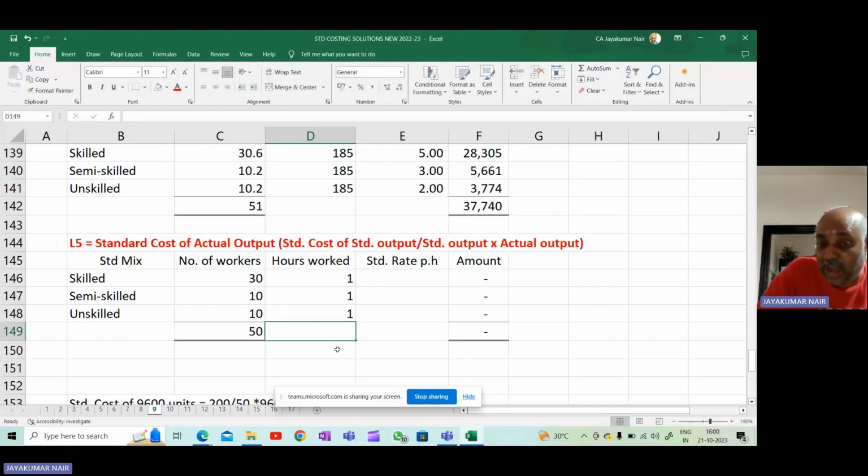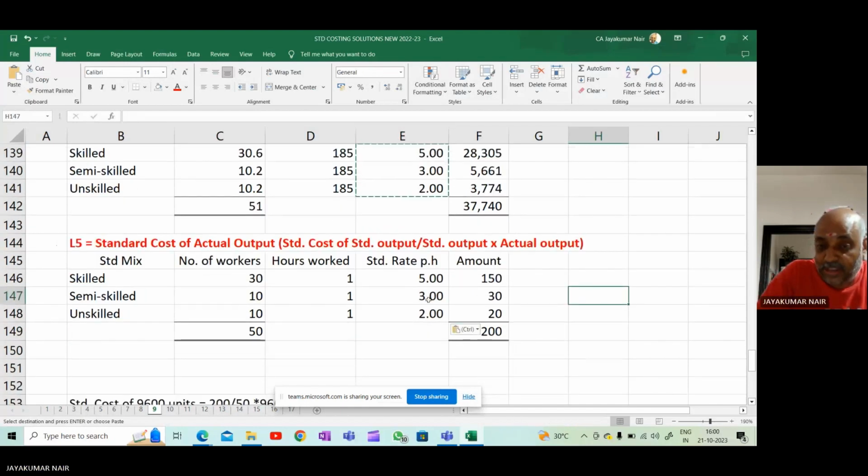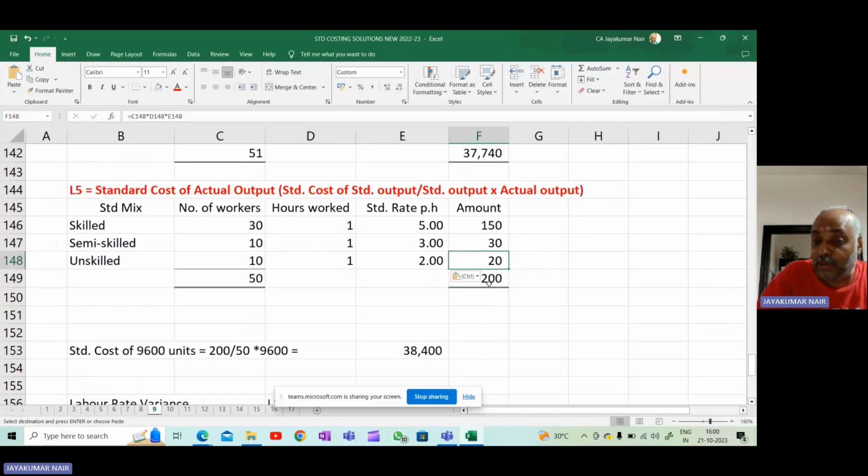If they work for 1 hour, what will be the rate? What is the standard rate? Standard rate, it is 5, 3, and 2. 5, 3, and 2 are the standard rate per hour. So 30 into 1 into 5, you get 150. 10 into 1 into 3 will give you 30. 10 into 1 into 2, you get 20. Add it up, you get 200.